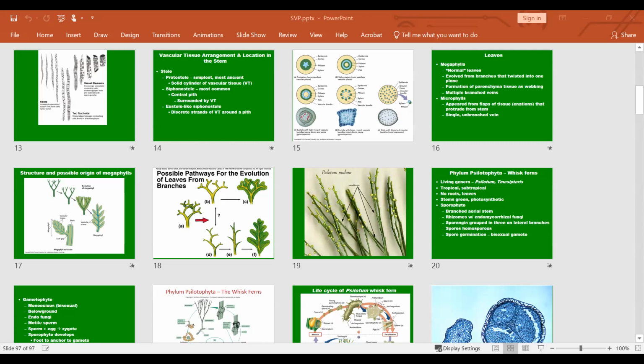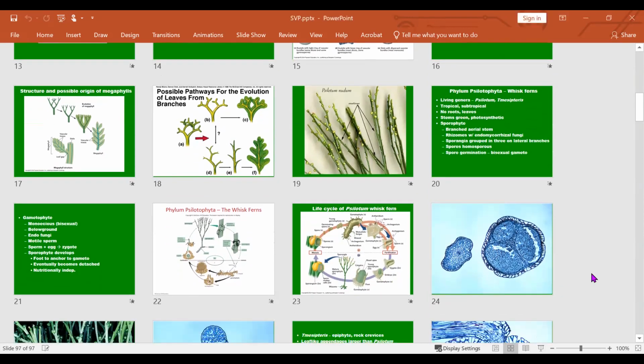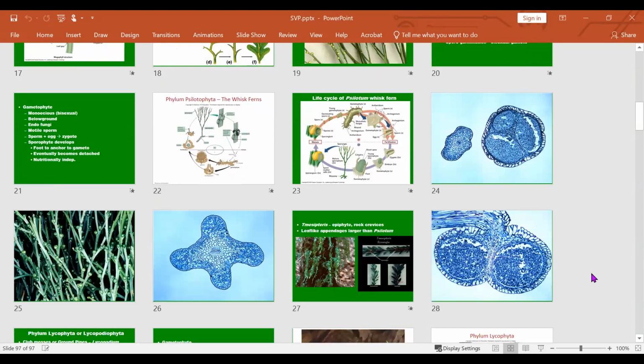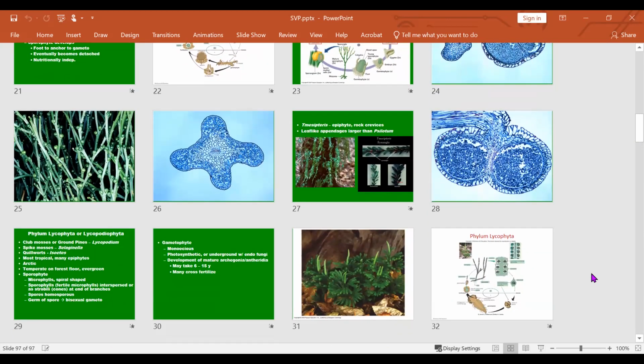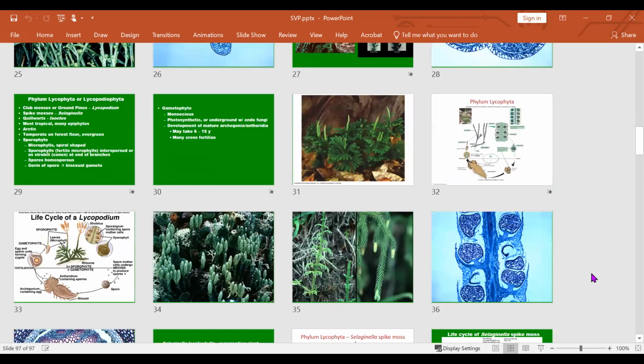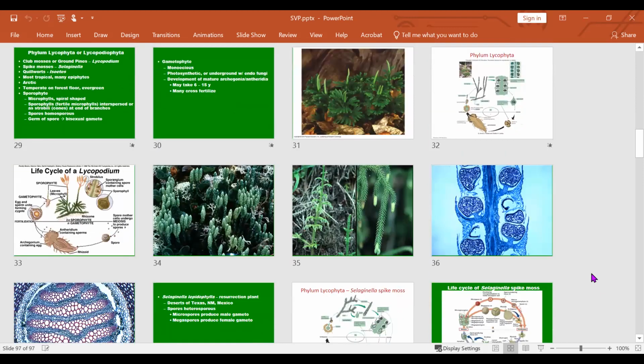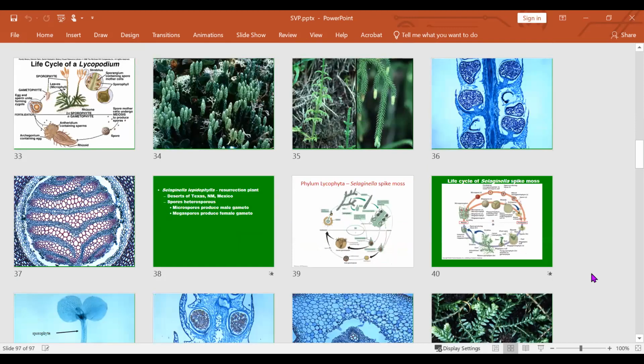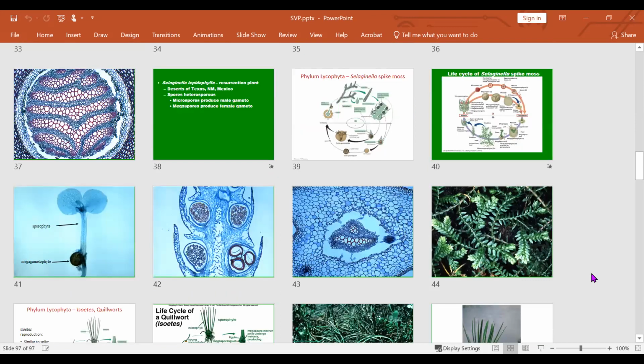What else? Let me go back to this. No, not that. So seedless vascular plants. Anything else on that slide set? Oops, this is gymnos. Let me go back to seedless. Sorry. There we go. Seedless. So, you know, knowing the different groups that we covered, the basic overall life cycle of the alternation of generations, being again familiar with, luckily a lot of the terms are the same. Yes.